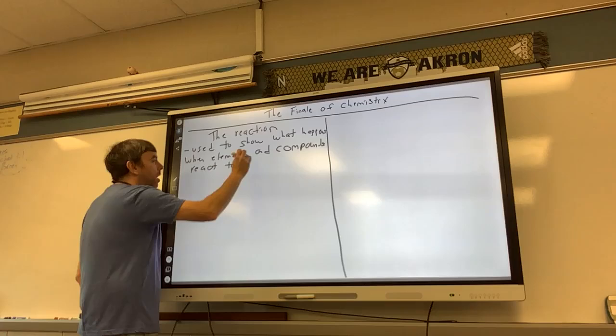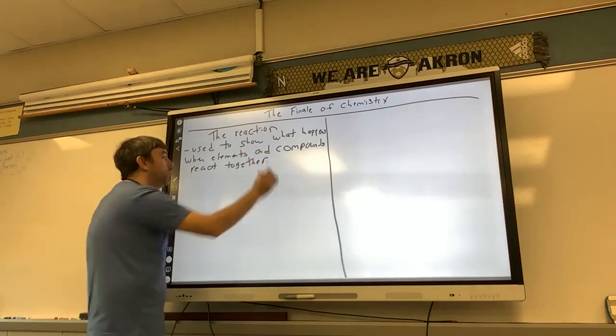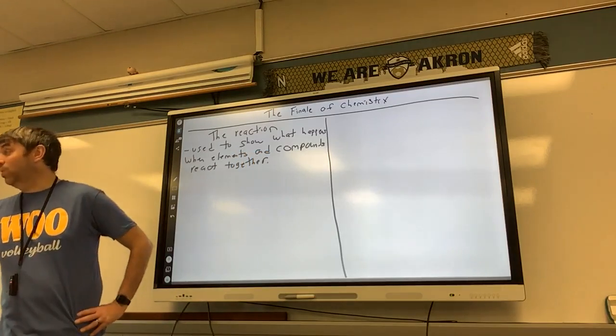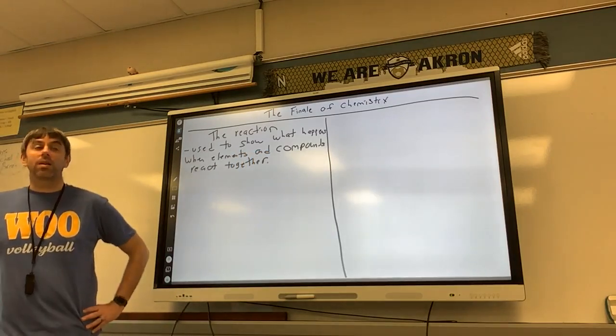So we've been making compounds. We know how to name a compound, which is super important for this. But now we're going to start reacting compounds with each other. So we're going to make new compounds.